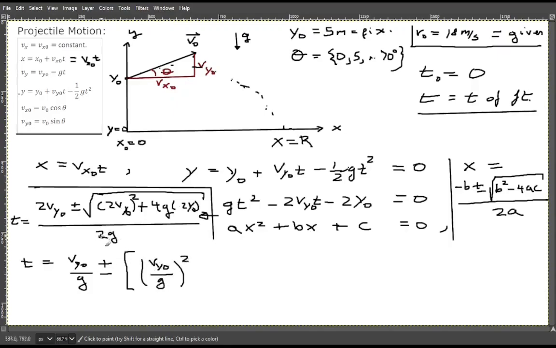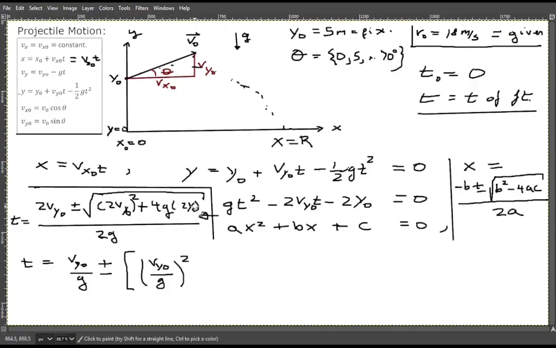I just moved this 2g up. I tucked it up under here with the 2 vy0, and then under the radical it's simplified to vy0 over g, all squared. You should check that on your own just to make sure you agree with me that that's true. It is true. Now in here, what will happen?